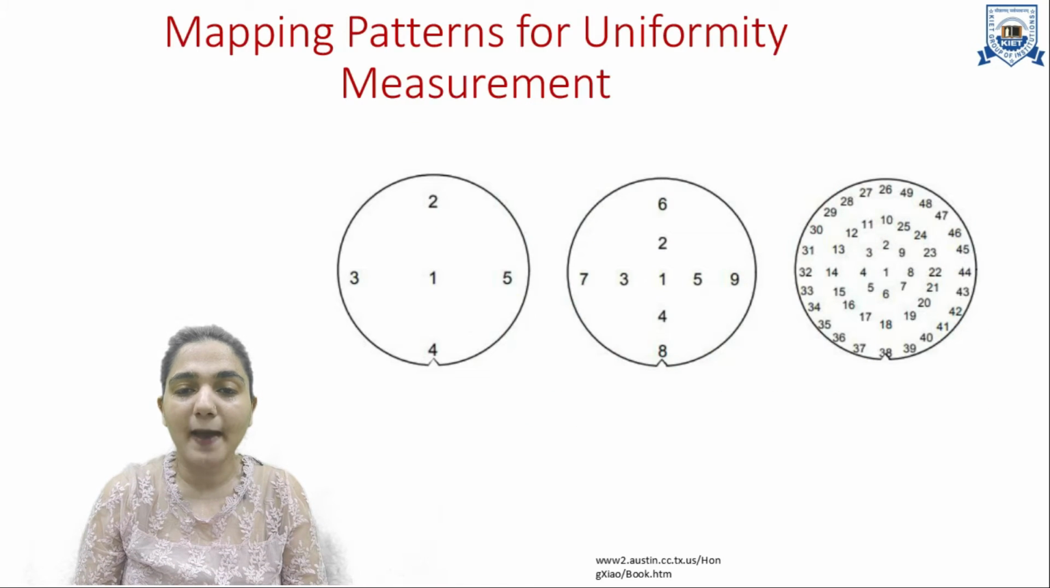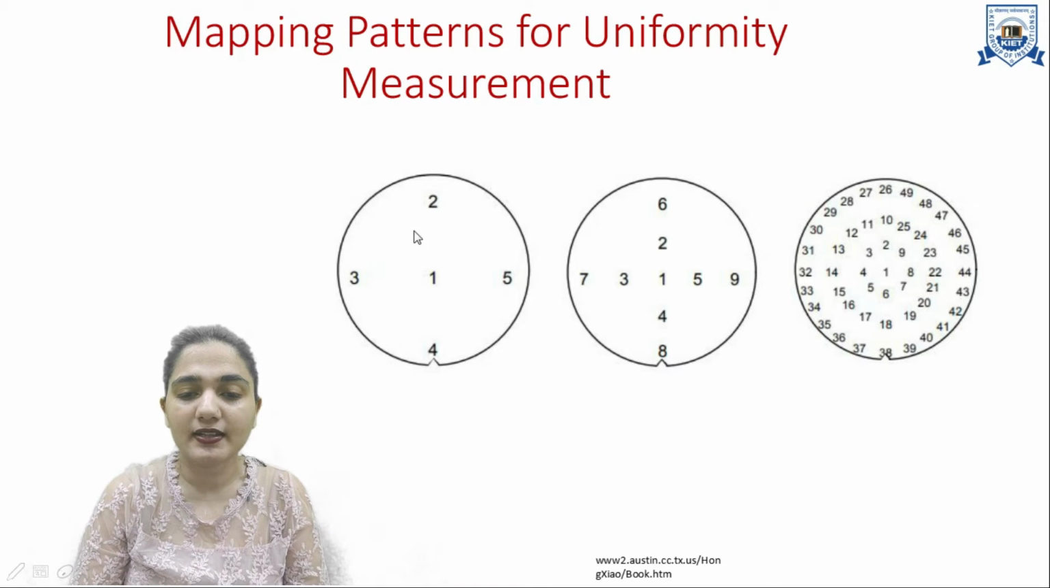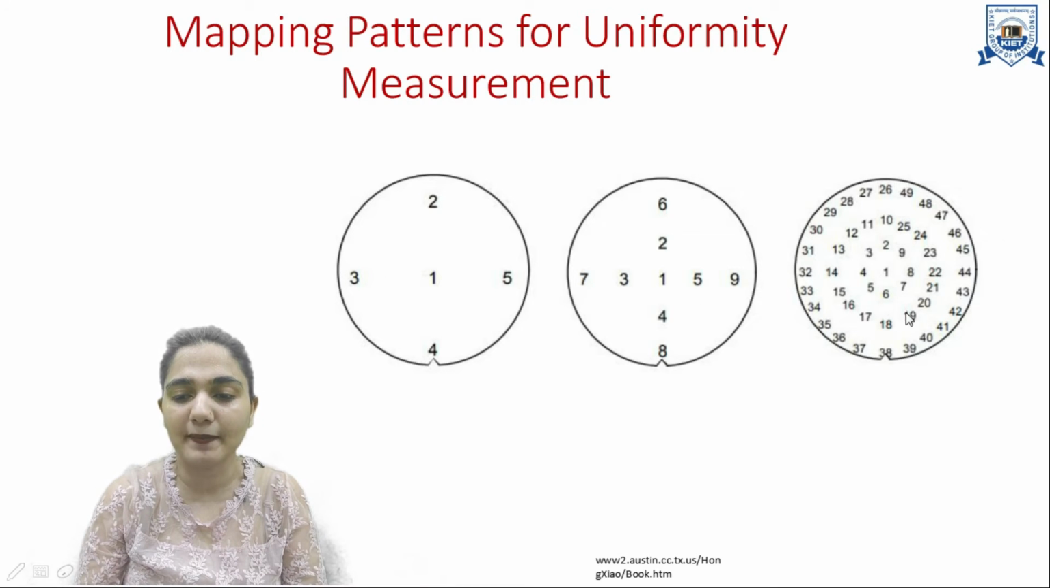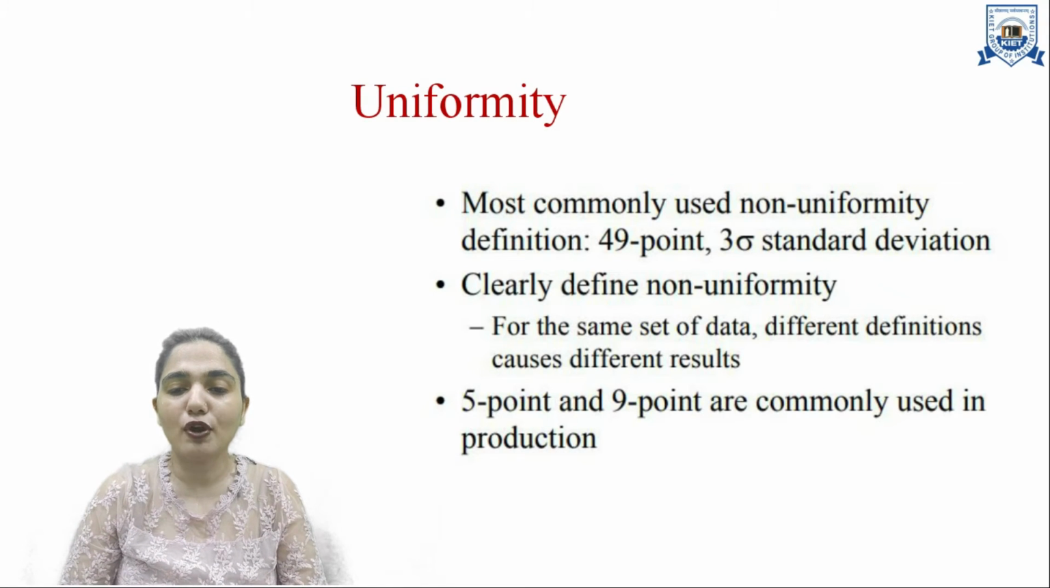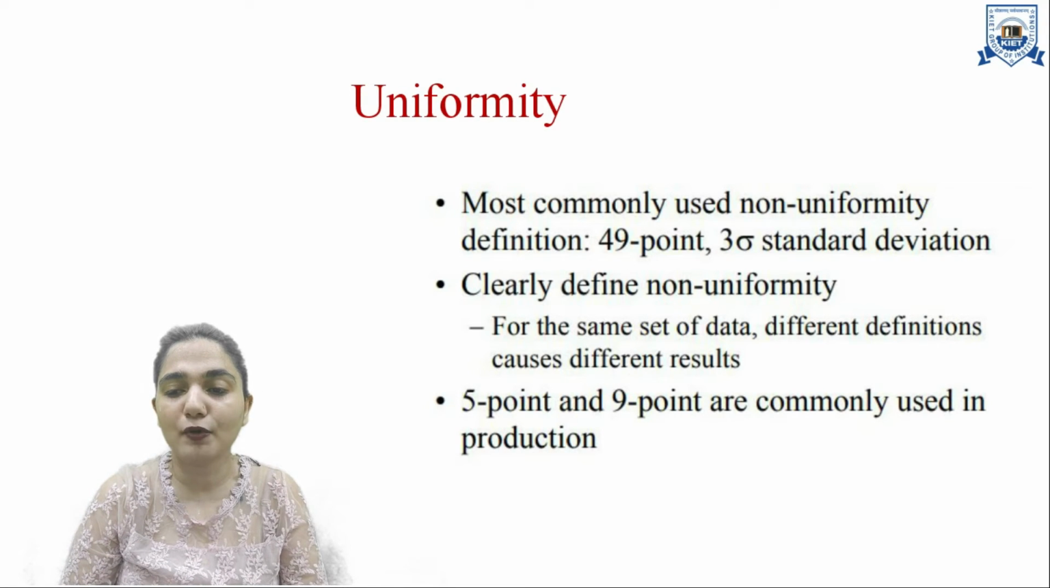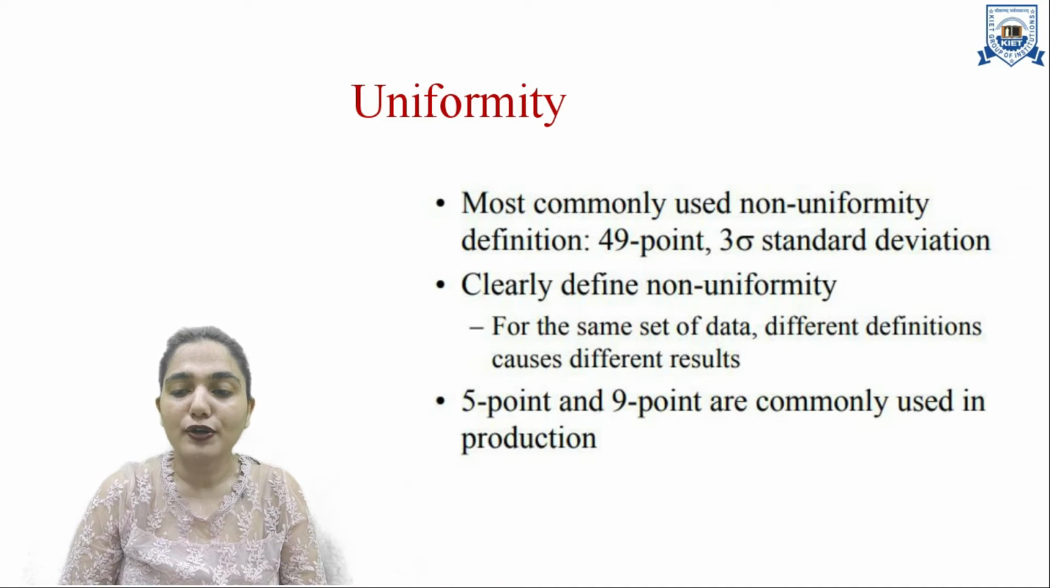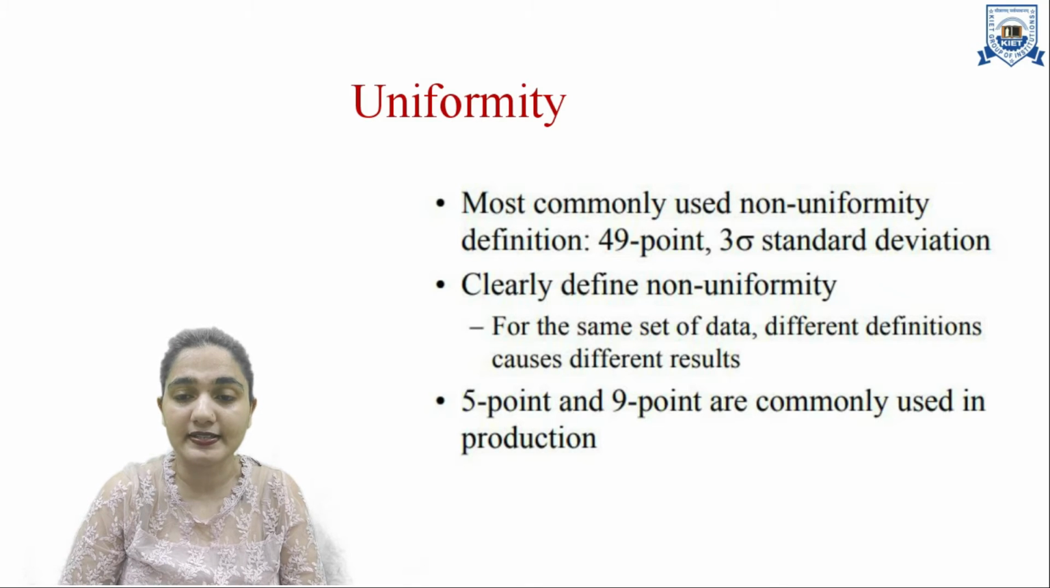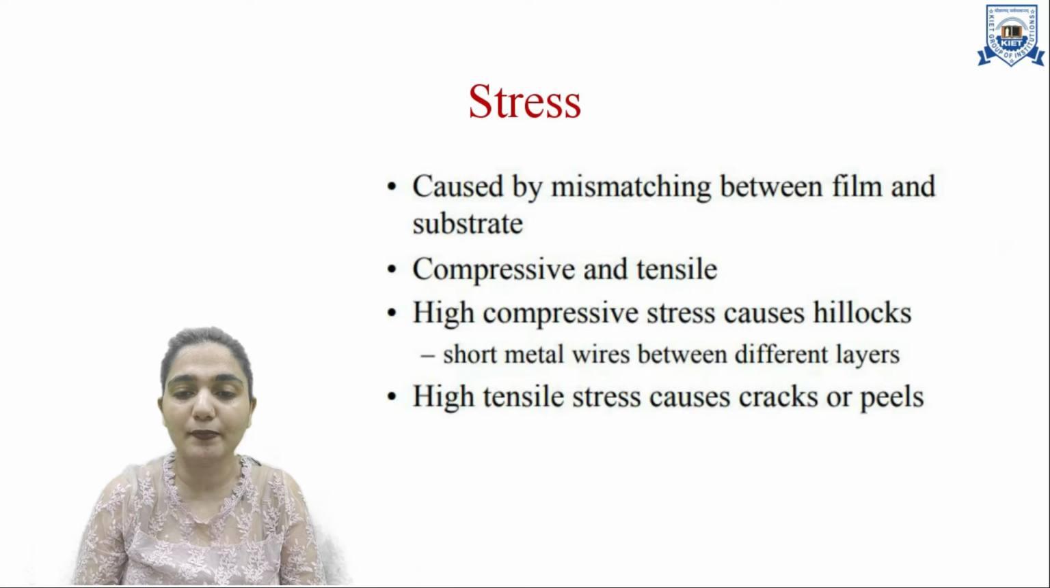So these are the mapping patterns for the uniformity of measurement. You can see these are the mapping patterns. I can use these, or the bigger mapping patterns, or these still bigger mapping patterns. The most commonly used non-uniformity definition is 49.3 sigma standard deviation. For the same set of data, different definitions cause different results. So this is the actual definition of the uniformity. 5 point and 9 point are commonly used in production.